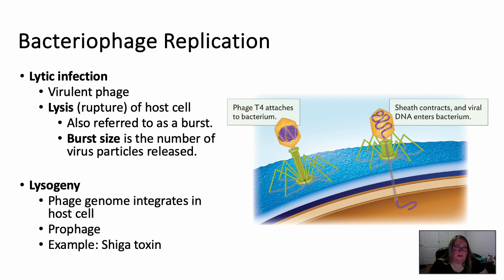Okay, so let's talk about the bacteriophage replication cycle. Very specifically, there are 2 parts of how bacteriophages replicate. There are 2 kinds of cycles. We have the main one, which is what we call the lytic cycle, or a lytic infection.